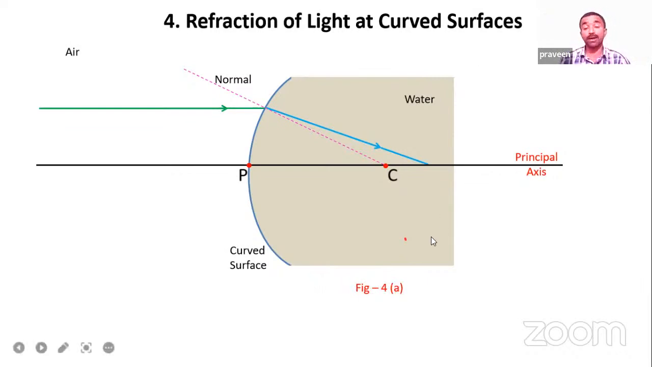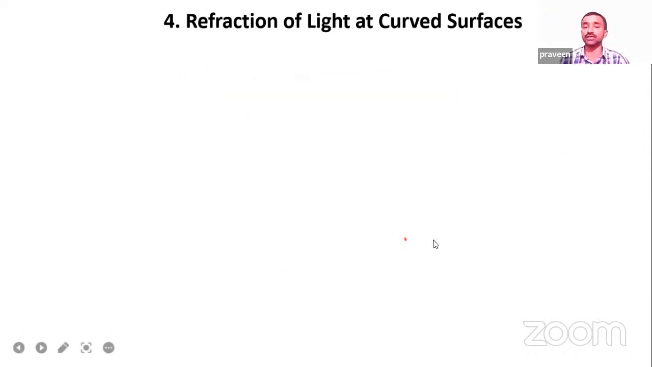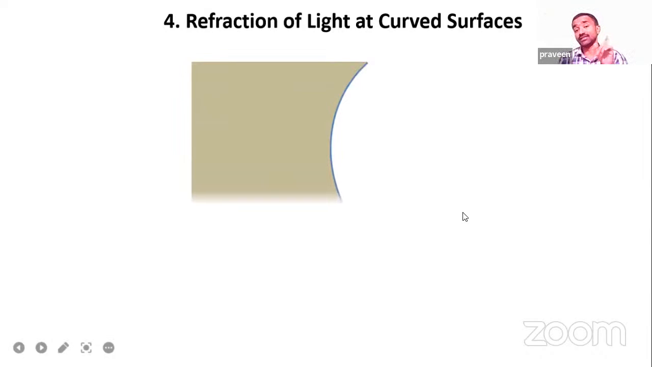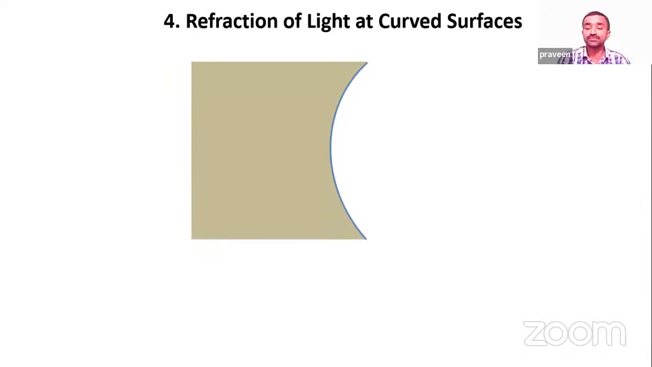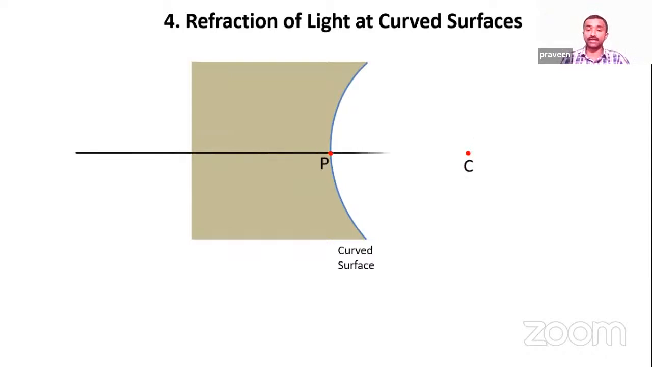Now I will consider a parallel light ray, parallel to the principal axis only, but the change is in the medium. So here, a parallel beam of light, parallel to the principal axis. Identify the pole and the center of curvature, then you can complete that drawing of the principal axis. Okay, completed. Next, simply identify the mediums, denser medium and rarer medium.